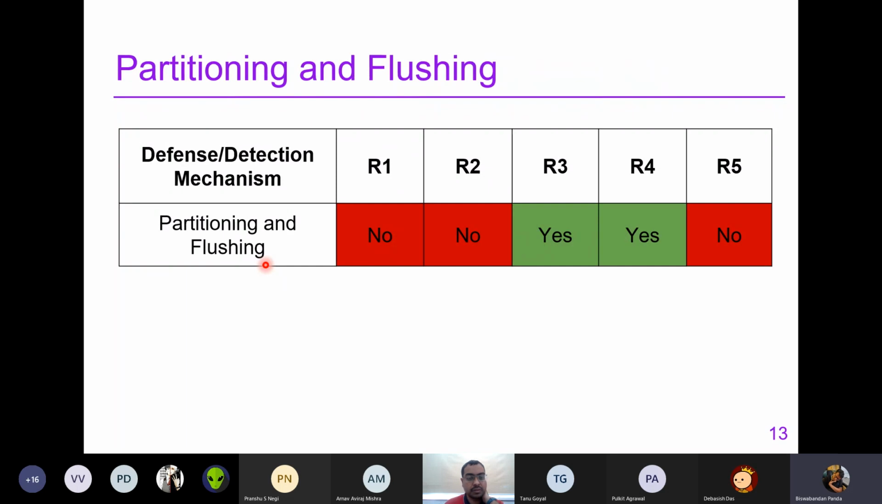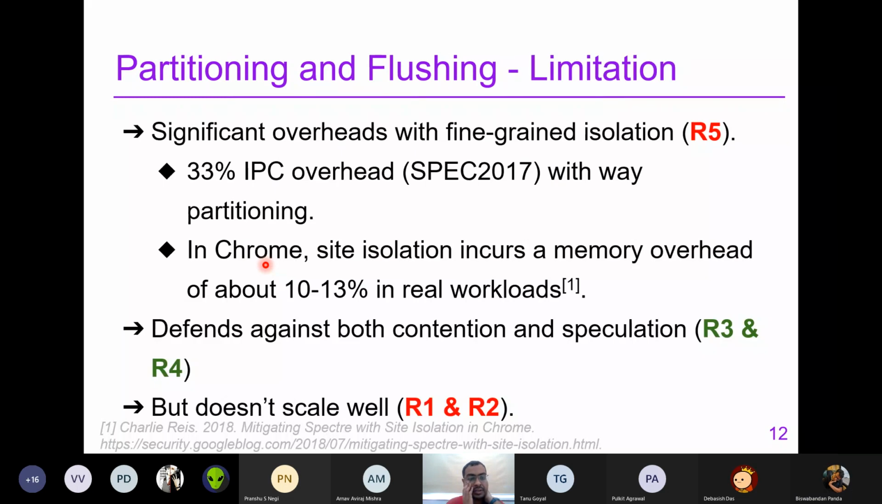Hang on. Yes, why is it not scalable? For example, if you are partitioning the cache, like way partitioning, we have a finite number of ways in the cache, right? But as we keep increasing the security domains or multiple processes, at a certain point we reach the limit. We cannot keep on partitioning the resources. We have finite resources, like a limited number of ways. Okay, okay.